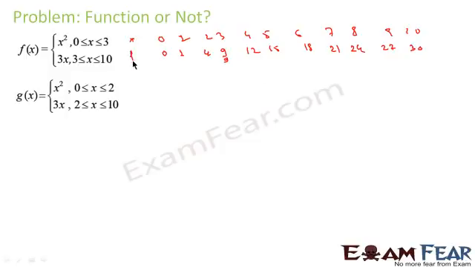This is x and this is f(x). So we see that for every input there is only one output. For 3 we have only 9, for 4 we have 12, for 5 we have 15. So it is a function.